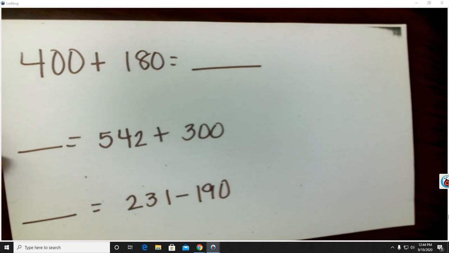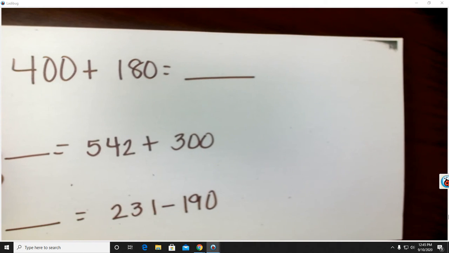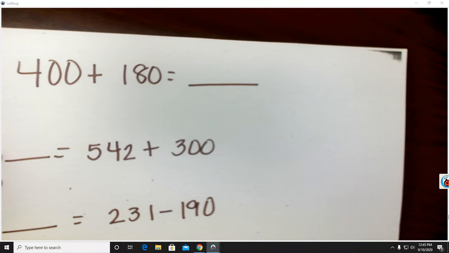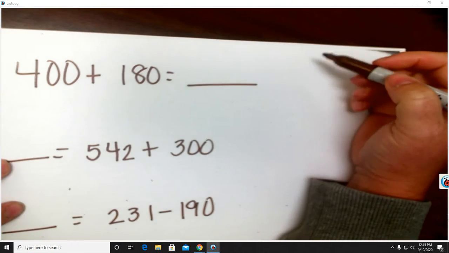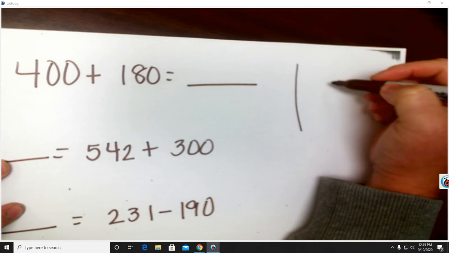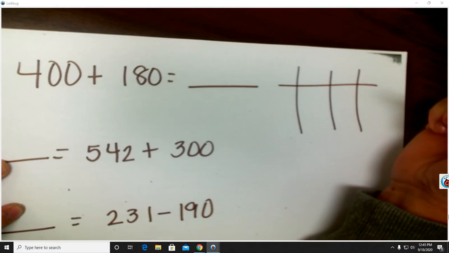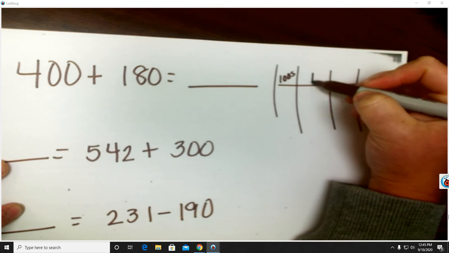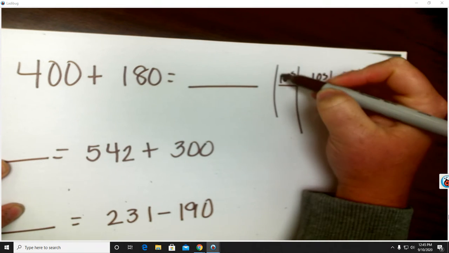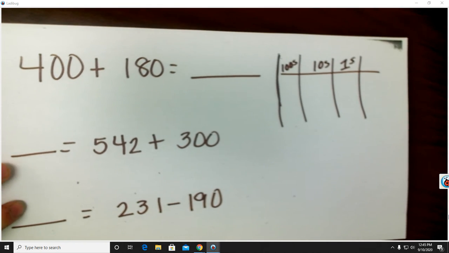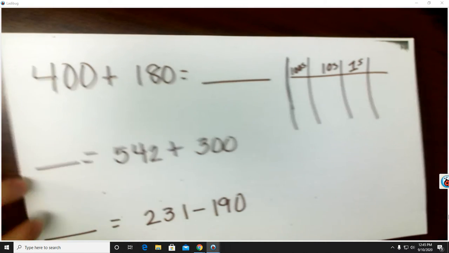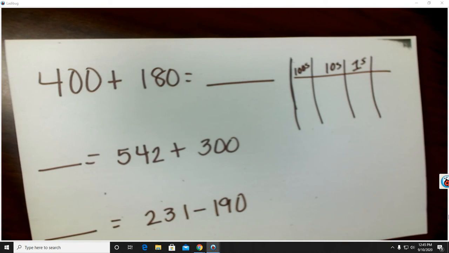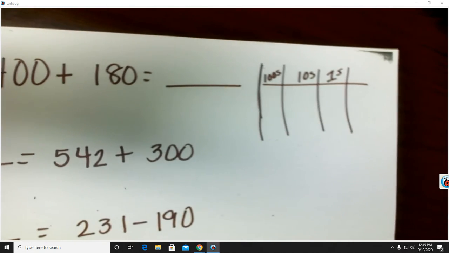Okay? So the first one we have is 400 plus 180. For this one, I'm just going to pick the place value chart to show the strategy that I'm using. So I'm going to draw out an empty place value chart here. I have my 100s, my 10s, and my 1s. Okay. So I know that I have 400 plus 180. I'm going to model that using dots. If we were in the classroom, you would be using place value discs. It looks a little blurry.